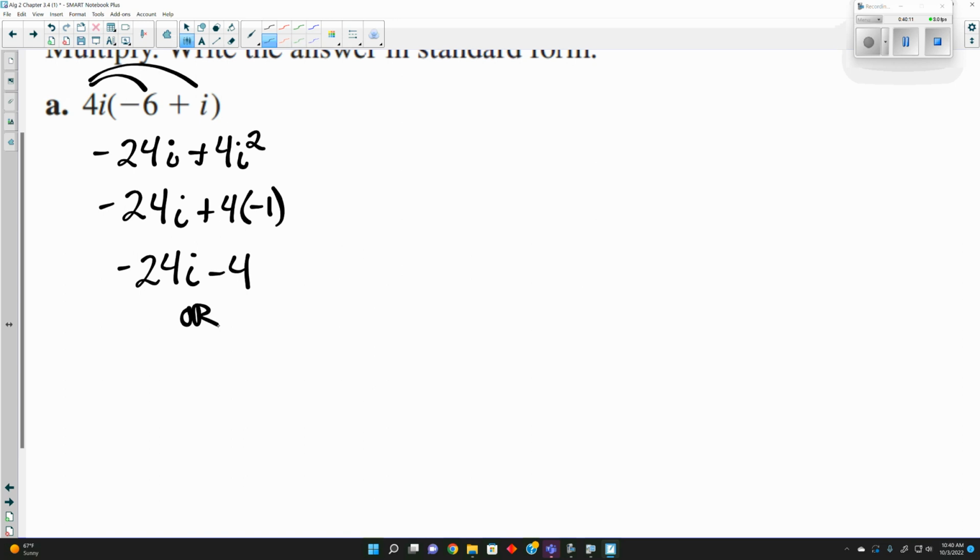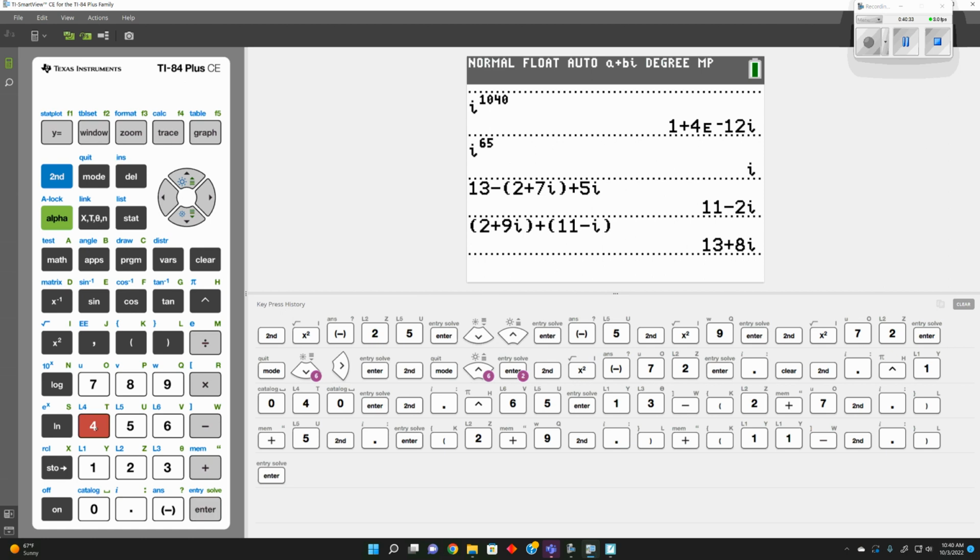Or if we wrote it in standard form, it's going to be negative 4 minus 24i. If they want it in standard form, we want the term that doesn't have i first. We want our real number first, then our imaginary number second.